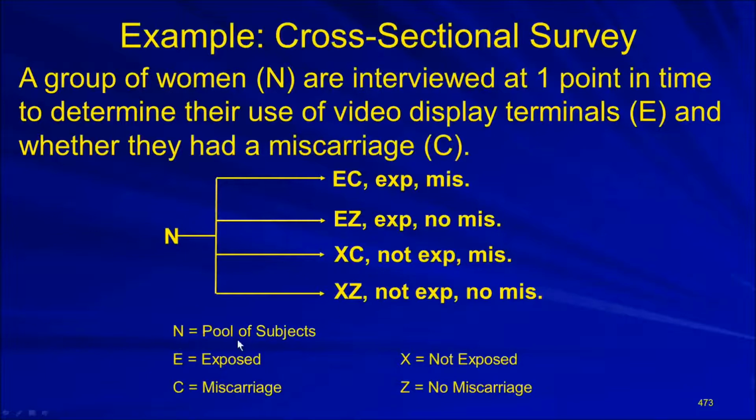N equals the pool of subjects, how many subjects we had here, and then E equals exposed, C equals miscarriage, X equals not exposed, and no miscarriage. So you can see we had exposed and miscarriage, we had exposed and no miscarriage, we had not exposed and miscarriage, we had not exposed and no miscarriage.